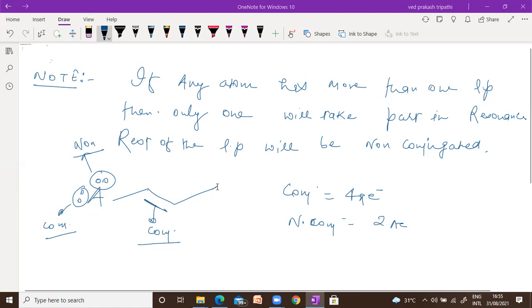Okay. What about this one? How many conjugated and non-conjugated pi electron?